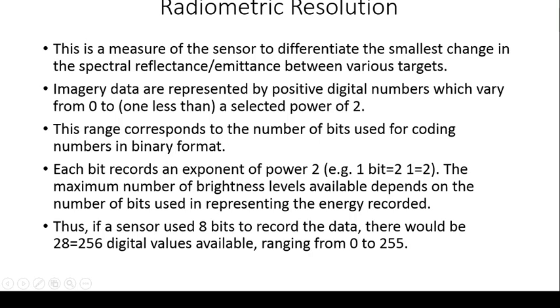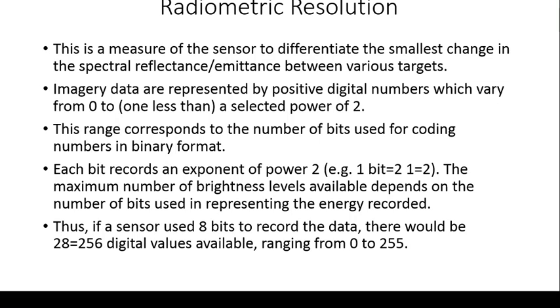Now, third one is radiometric resolution. This is a measure of a sensor's ability to differentiate the smallest change in the spectral reflectance or emittance between various targets. Actually, as spatial resolution is dependent on the pixels, and spectral resolution is dependent on the spectra or number of bands, accordingly, radiometric resolution is dependent on a digital number, that is from 0, which has a power of 2.